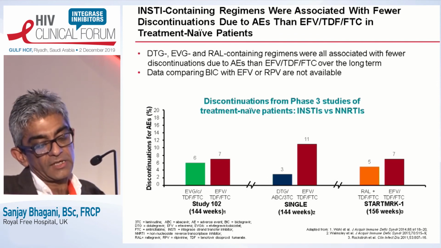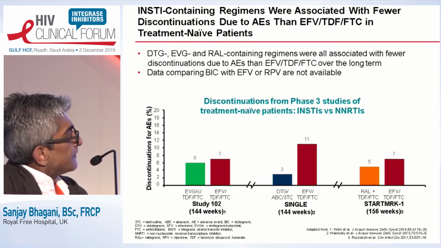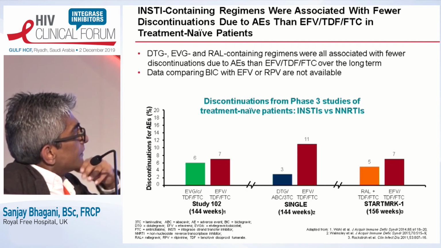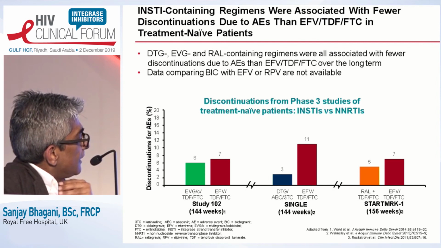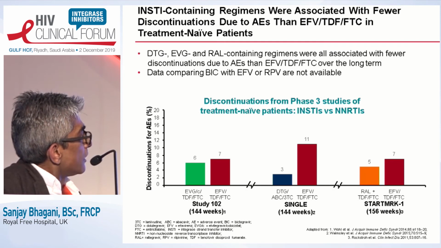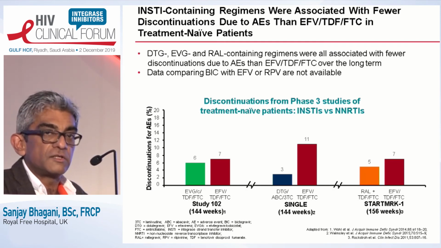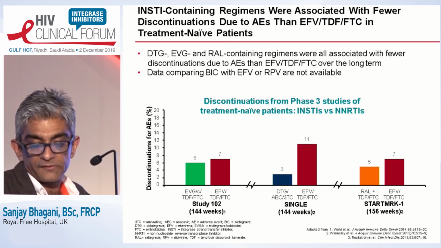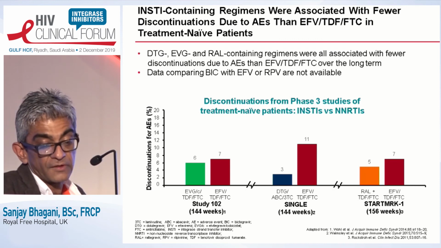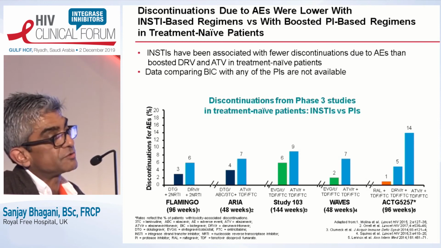So if you look at the registration trials, and this is all out to 144 weeks and beyond, this is how do they compare with efavirenz, tenofovir, and FTC. As you can see, for study 102, single and start mark, discontinuations were fewer on the integrase containing arm rather than on the efavirenz containing arm, suggesting that they were much better tolerated than efavirenz.